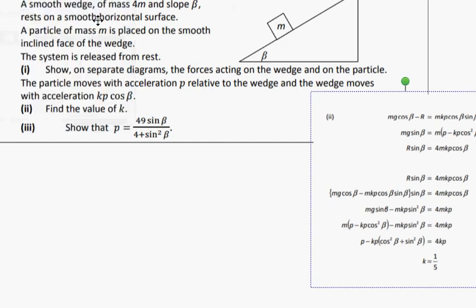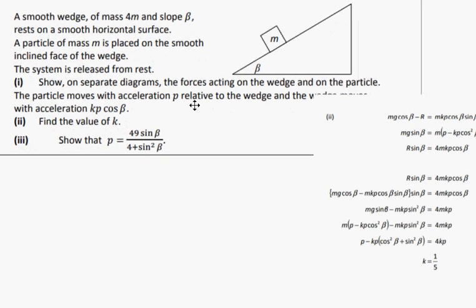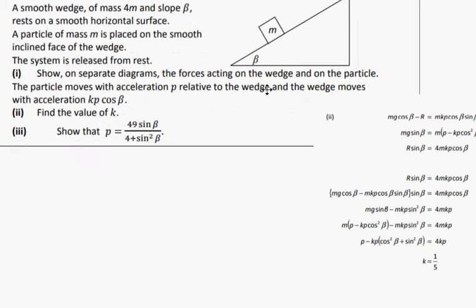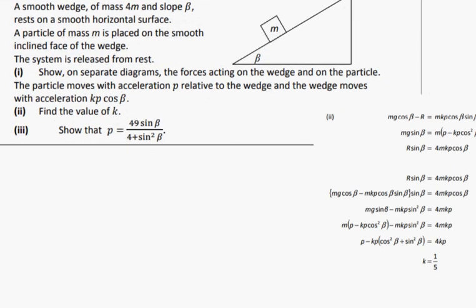What we have next, guys, is 2017 4B on connected particles. So part 1, show on separate diagrams the forces acting on the wedge and on the particles. It says smooth surface, so what does that generally mean? No friction. So, what we have here is, we'll call this force R.